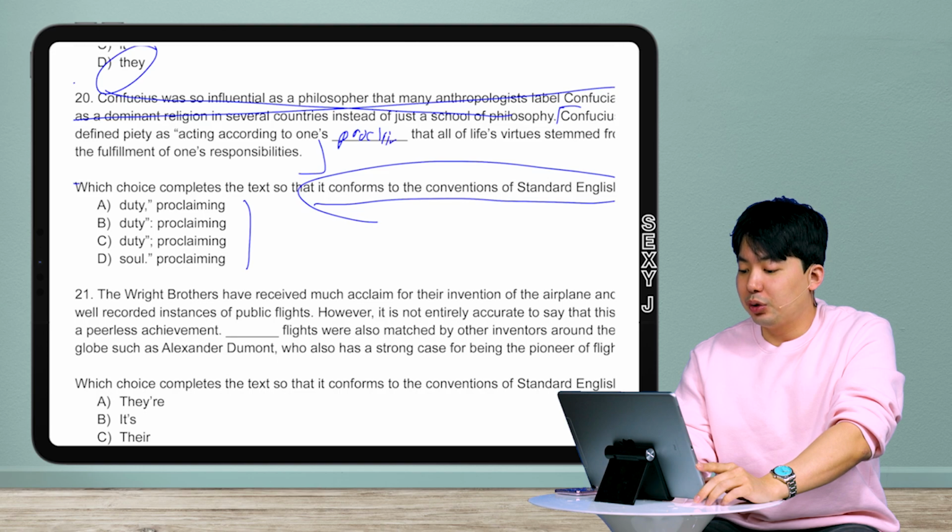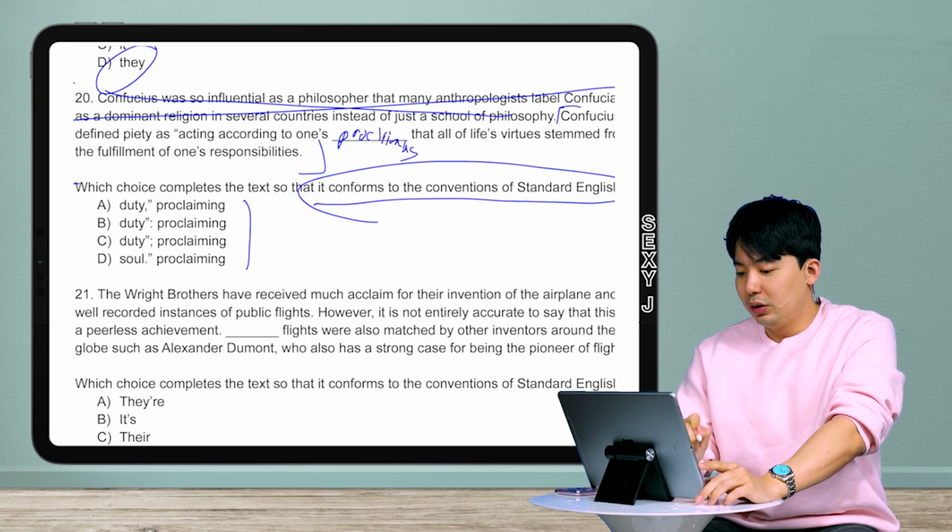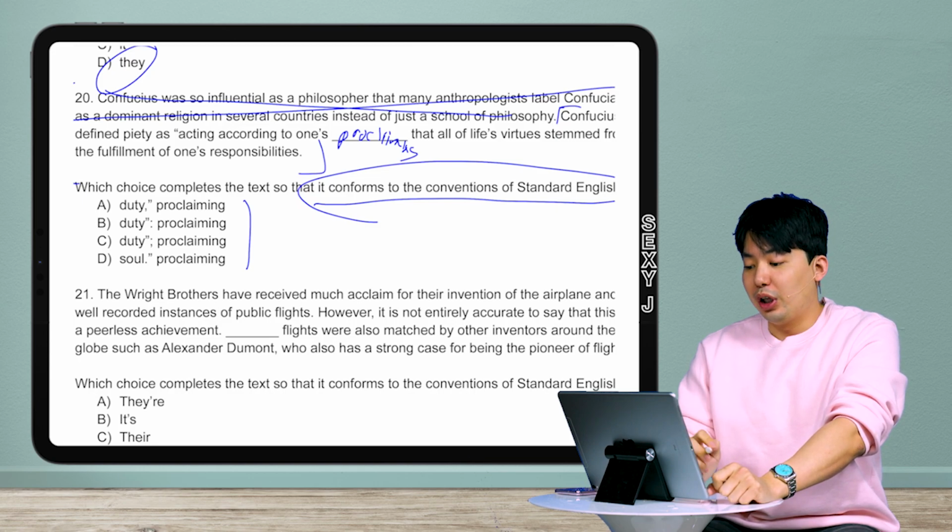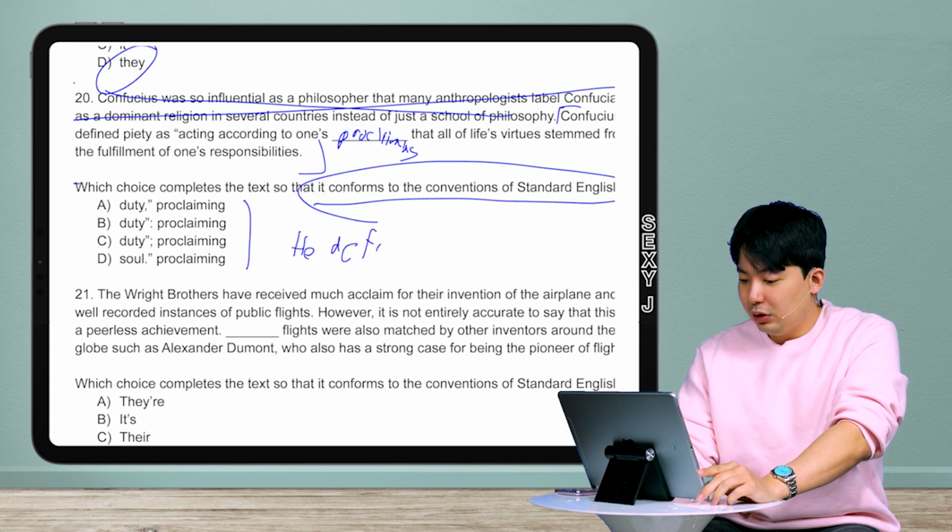You can go ahead for this one and just write the word in because that's in every single choice, okay? So let's look here. Proclaiming. So this is, Confucius defined piety as acting according to one's life. Duty, duty, duty, duty, soul, right? Proclaiming that, okay, let's simplify that, okay?